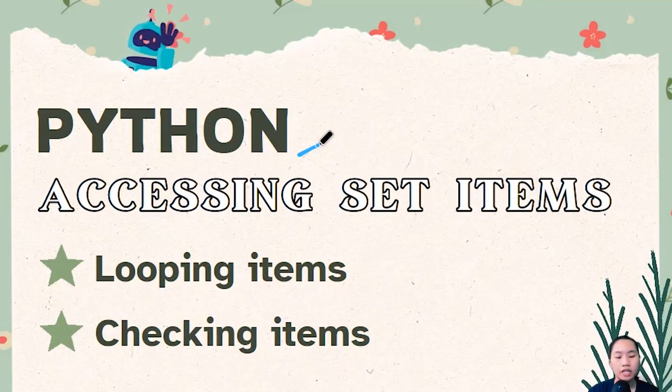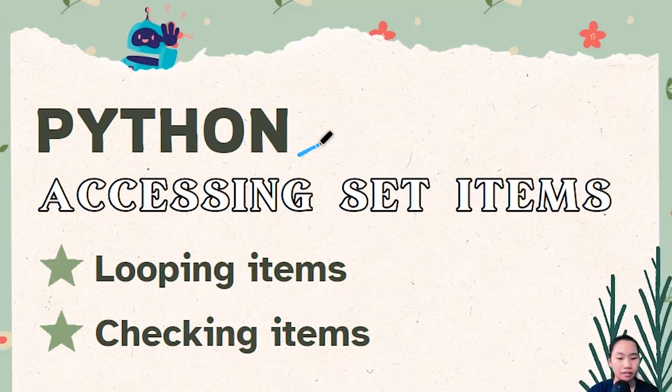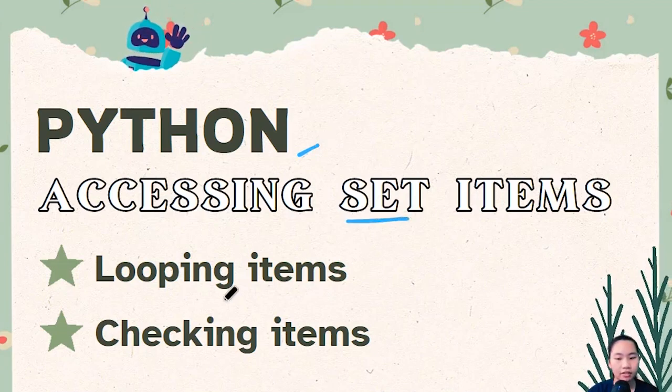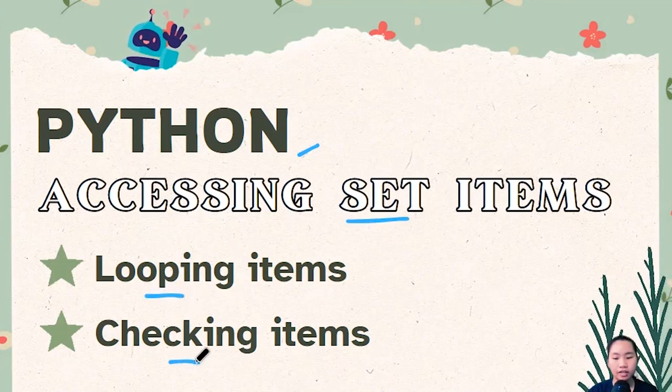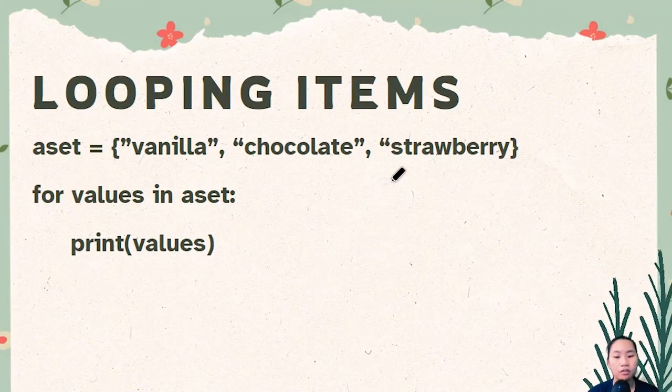Today is another mandatory lesson, accessing set items, right? For every built-in data type that we looked over, we looked at how to access their items, how to loop through them, and how to check them. This time, it's with set, looping, and checking. First off, with looping, you can always rely on your good old for loop.